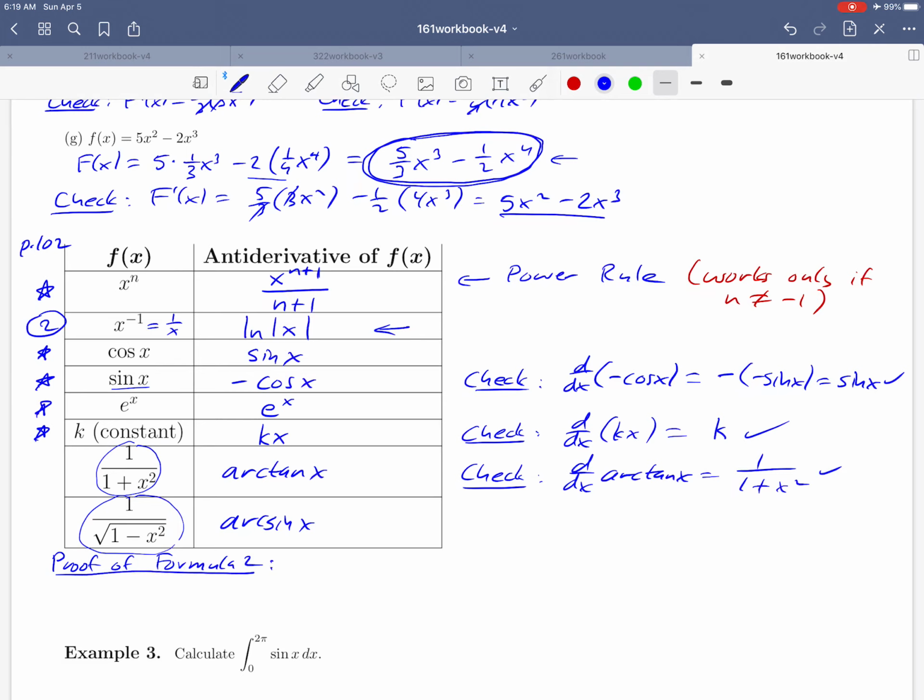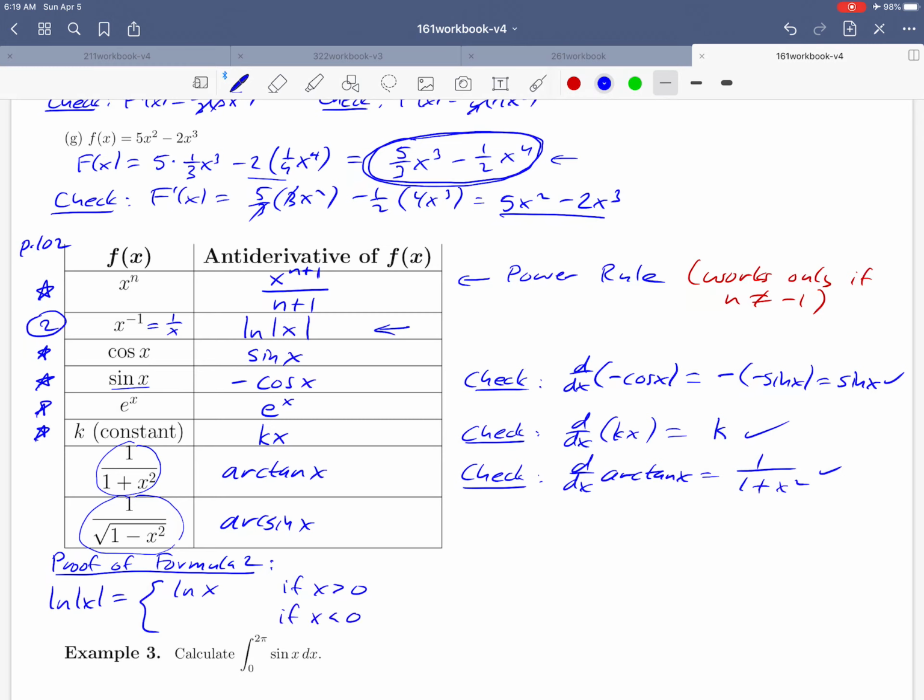Why is it that ln of absolute value of x is an antiderivative of x to the negative 1? Well, we could start by taking the ln of absolute value of x and noticing that it breaks into 2 cases. What does the absolute value do to a number? It just makes it positive. So if x is greater than 0, the absolute value of x is just going to be x, so we could rewrite our function as just ln of x.